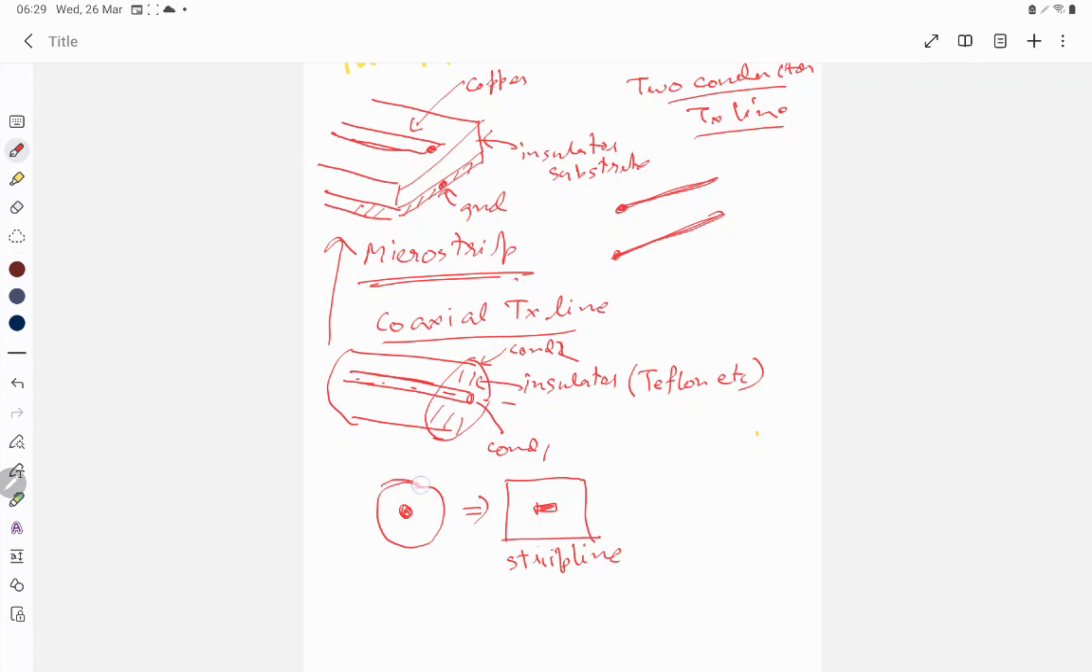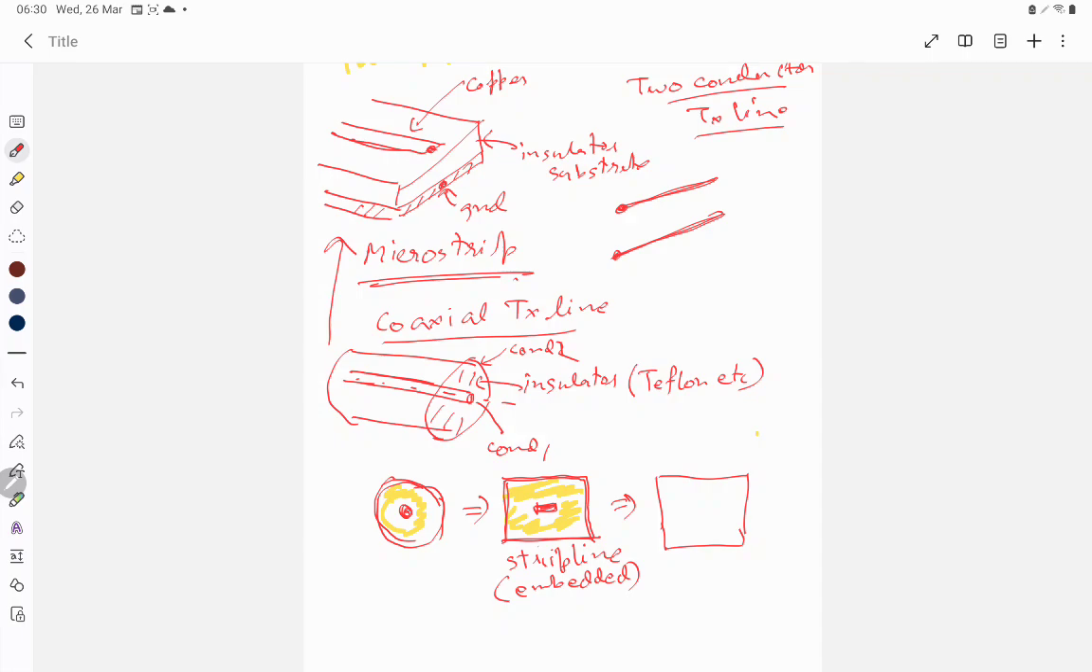So you can convert the outer circular shield to a square or rectangular shield. There is still insulator inside. This is insulator, and we can also convert the internal conductor to a square or rectangular thing. So this is strip line. Some people also call it embedded strip line because the internal conductor is embedded inside the insulator. So this is the embedded strip line. Then we can have a strip line which is suspended strip line, but let us not talk about that first.